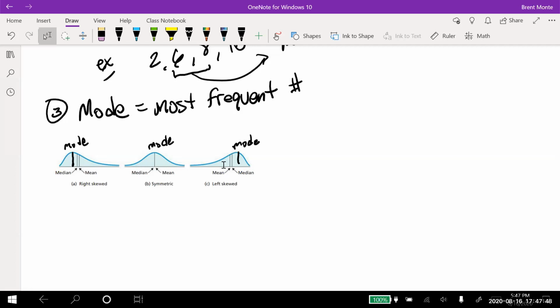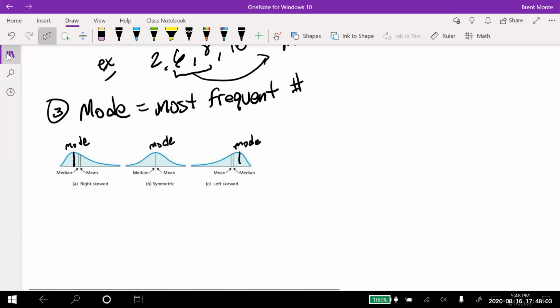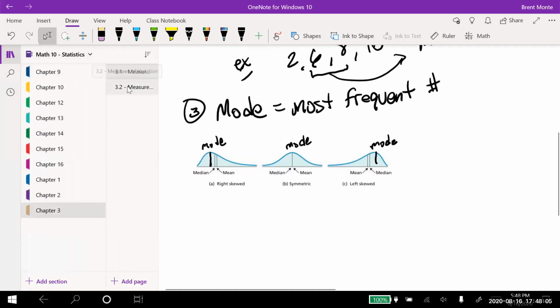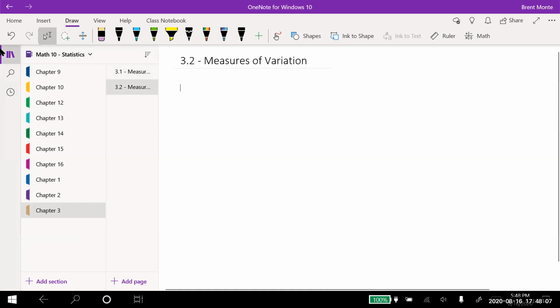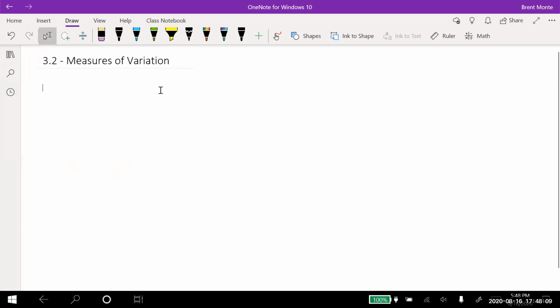Those are the three things we look for, the measures of center. The mean, which is the average, the median, which is the middle, but you have to order the data smallest to largest first, and the mode, which is the most frequent. You can have one or more than one of those. All right, let's go into 3.2, measures of variation.